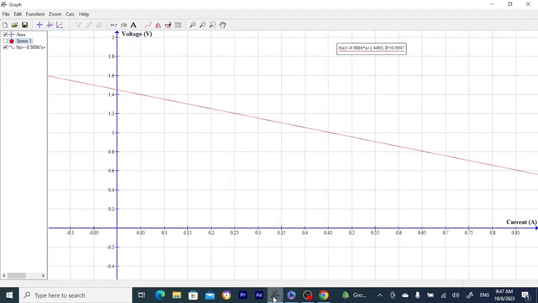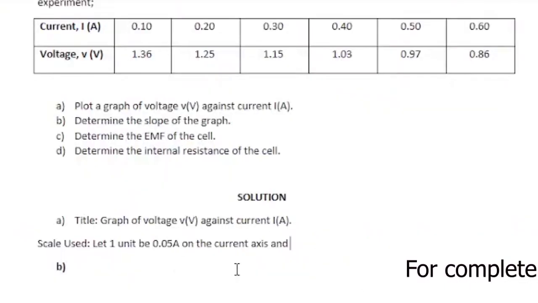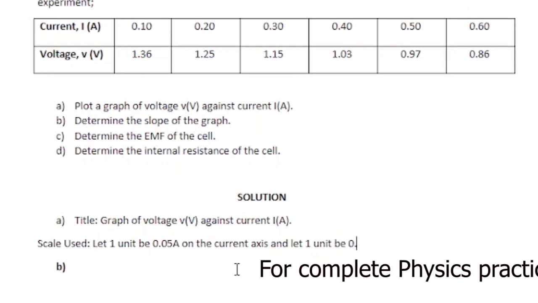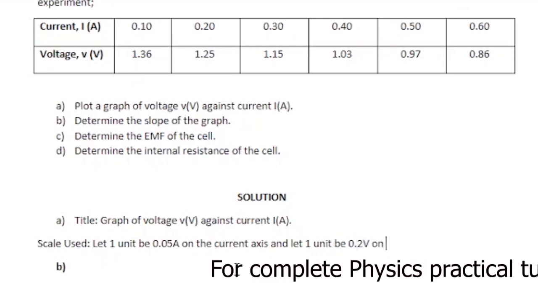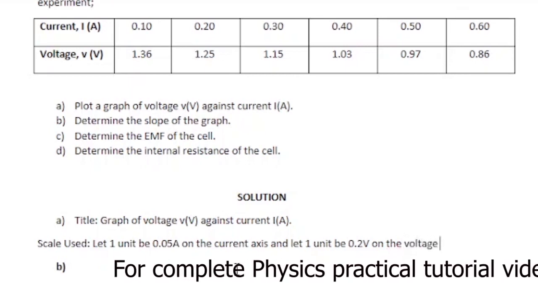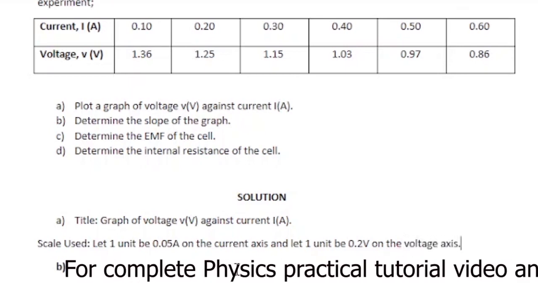Okay, and let's now get the voltage axis. Let's see what I have there. For the voltage axis, which is the vertical axis, from here to here is about 0.2. 0.2 is in volts. So I'll say let 1 unit be equal to 0.2 volts on the voltage axis. So it becomes this: and let 1 unit be 0.2 volts on the voltage axis. All right, so I have this.